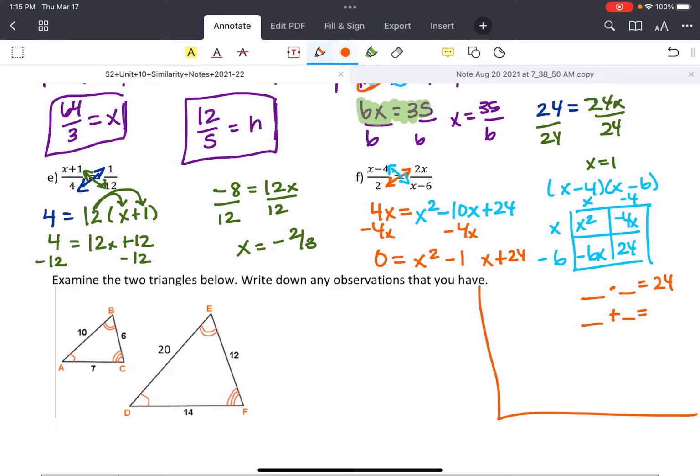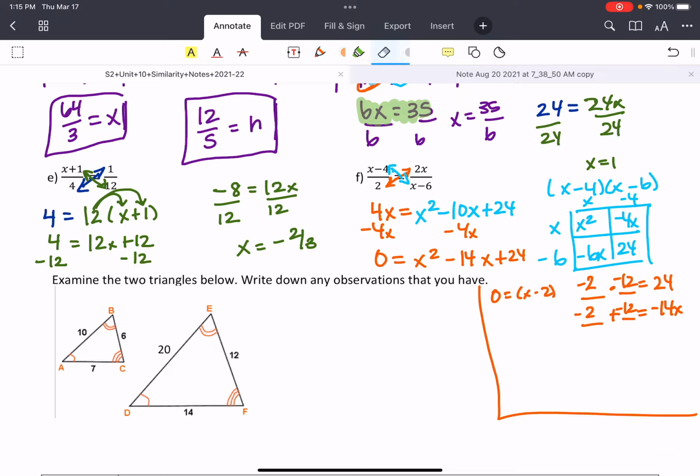10 minus 4 is negative 14. We want to add to negative 14x. So we've got negative 2 and negative 12 are my factors there. So I end up with 0 equals x minus 2.